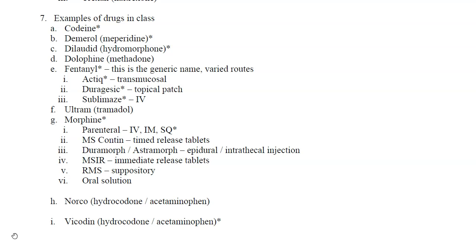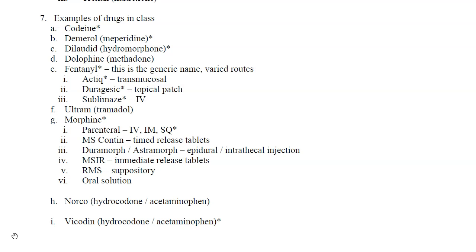The trade name for the transmucosal one is Actiq. Duragesic is a trade name for the topical patch, and Sublimaze is a trade name for the IV. But basically, the generic would be fentanyl. So the trade name is very specific to the route.